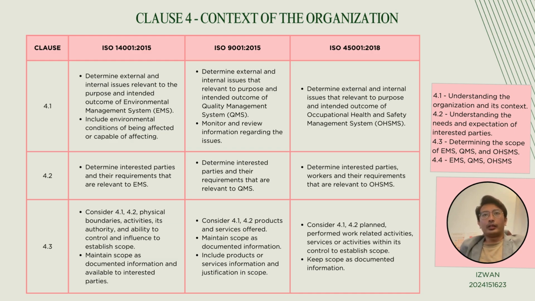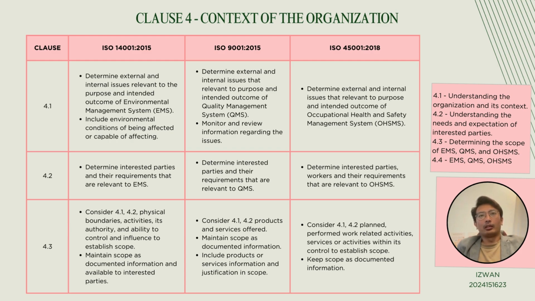ISO 14001: determine interested parties and their requirements that are relevant to the EMS. While for ISO 9001, determine interested parties and their requirements that are relevant to the QMS. And for ISO 45001, determine interested parties, workers and their requirements that are relevant to the OHSMS.